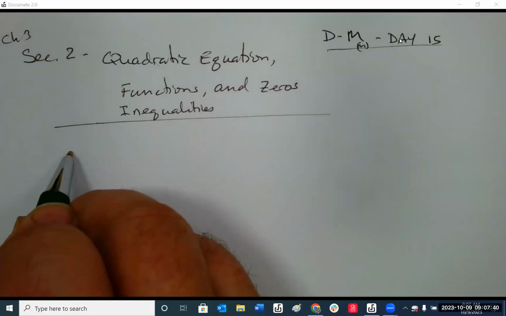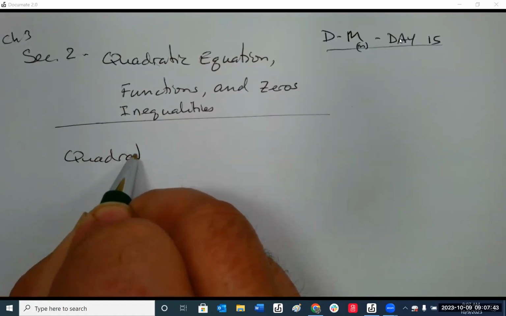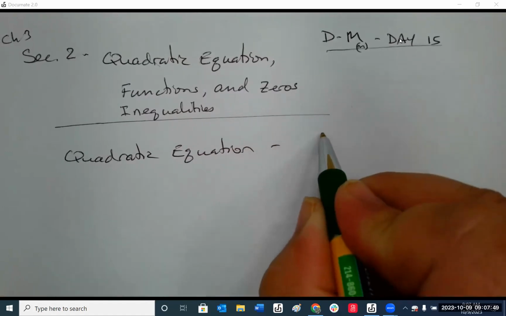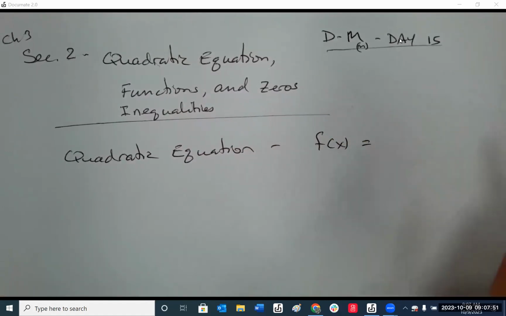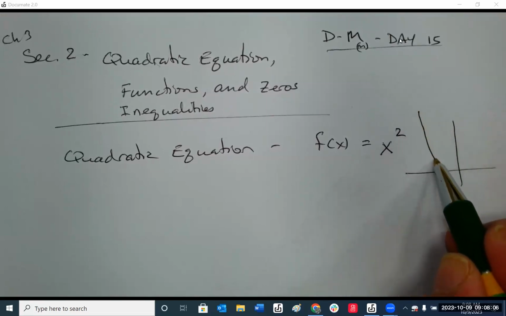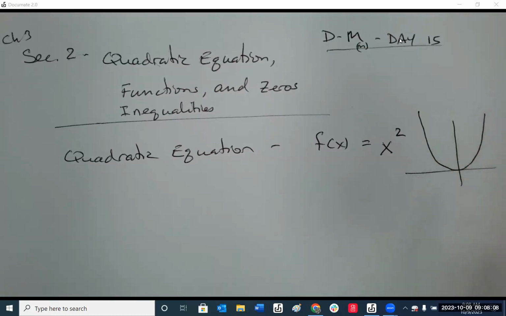So what is a quadratic equation? If you would have followed my instructions and three weeks ago memorized the library of functions, you would know that the quadratic equation looks like this. Its graph is a parabola. The lowest point or highest point is called the vertex.